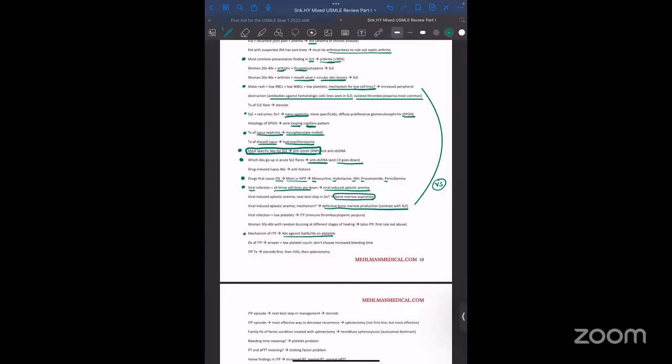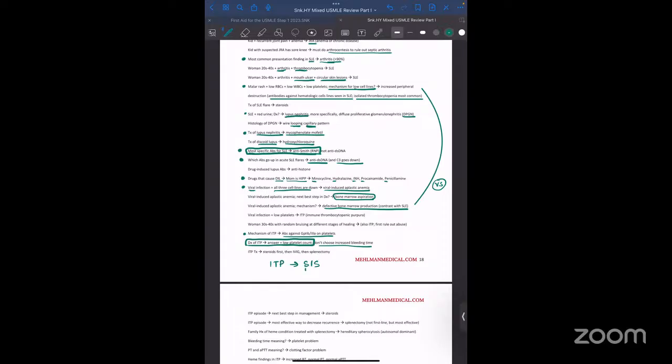Diagnosis of ITP, low platelet count. Don't choose increased bleeding time. Yes, very important. Isolated low platelets, don't choose decreased. Don't choose increased bleeding time. ITP treatment is steroids first, then IVIG, then splenectomy. I think we said this mnemonic. ITP, treat with CIS.